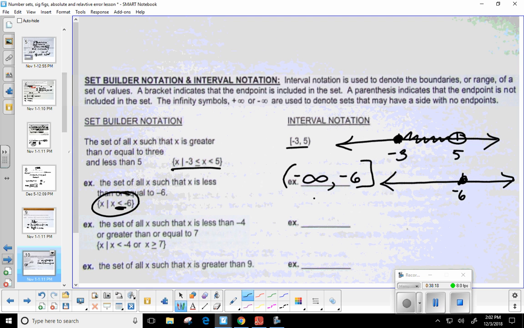Closed, because it is included. And then I would shade everything less than that. Okay. This is interval notation.